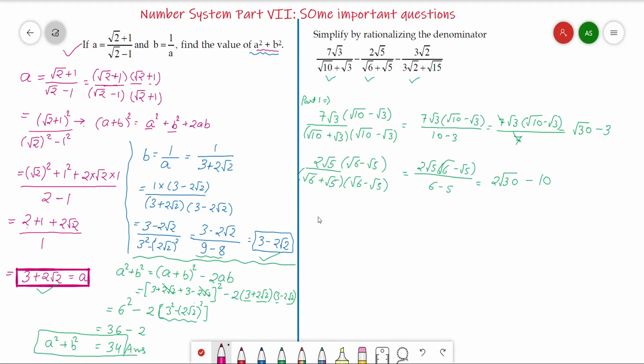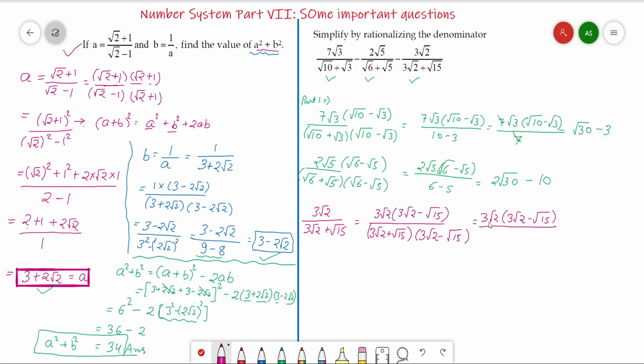Now the third part, that is 3 root 2 upon 3 root 2 plus root 15, can be written as 3 root 2 multiplied by its rationalizing factor, that is 3 root 2 minus root 15, upon 3 root 2 plus root 15 multiplied by 3 root 2 minus root 15. Since it is plus, we'll multiply it by minus, which on simplification gives us 3 root 2 multiplied by 3 root 2 minus root 15.